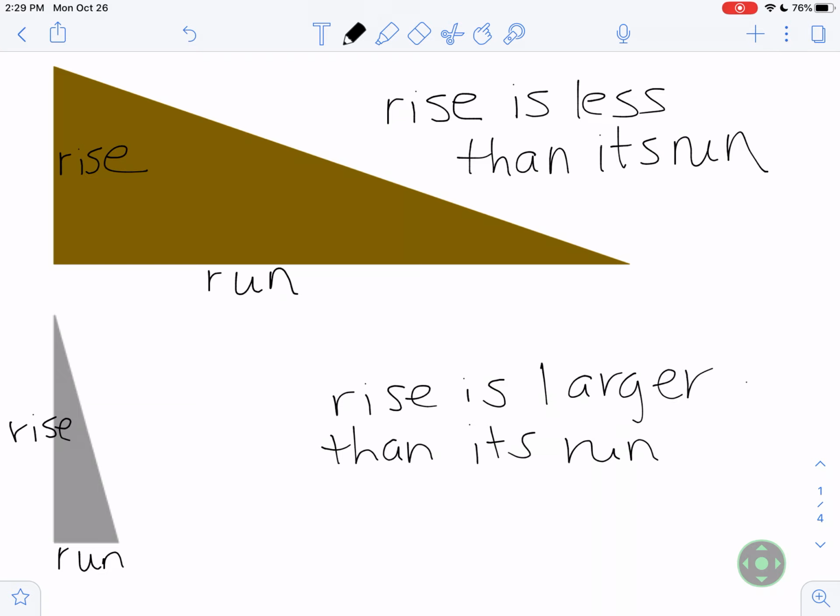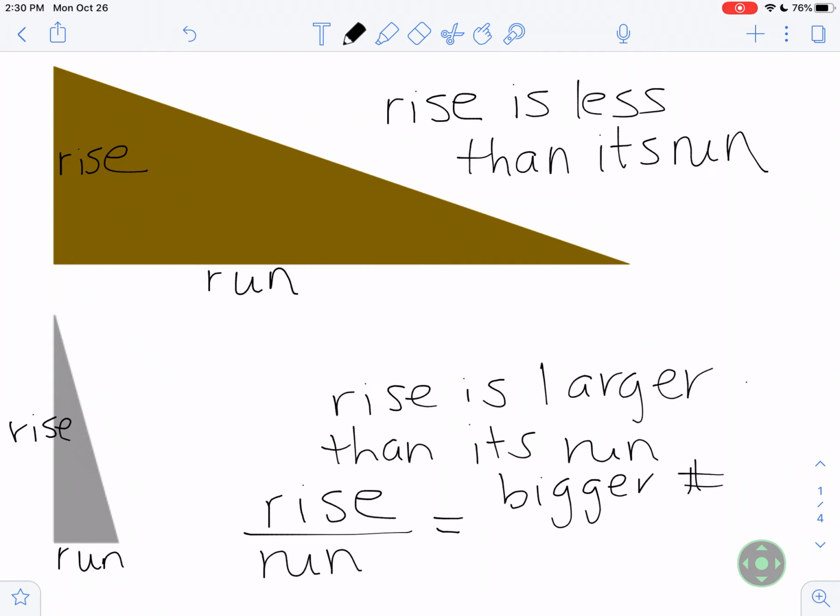So when we look at how steep it is, we compare the rise to the run. The gray ramp has a bigger number over a smaller number, which overall will result in a larger number or a steeper ramp.